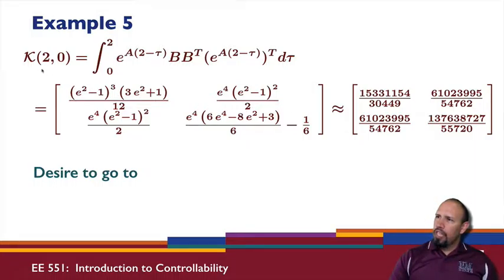If I compute now the Gramian from 0 to 2, that's the integral from 0 to 2 of all of this stuff. So I can again do this in the symbolic math toolbox, and so this is what I get.